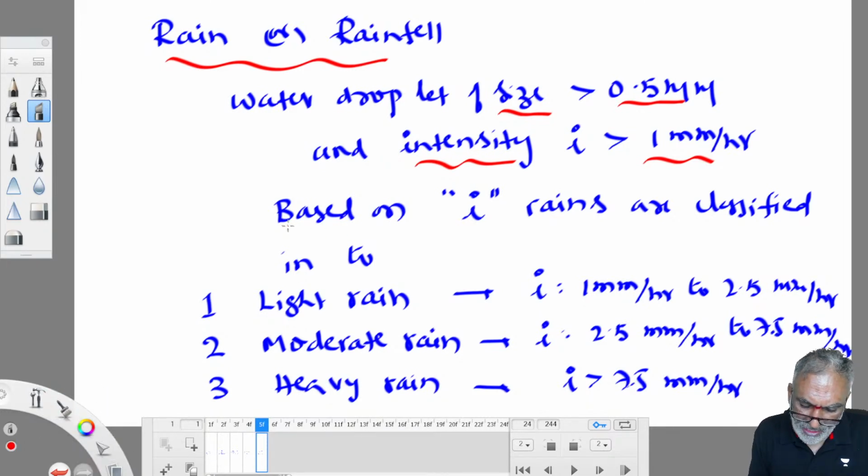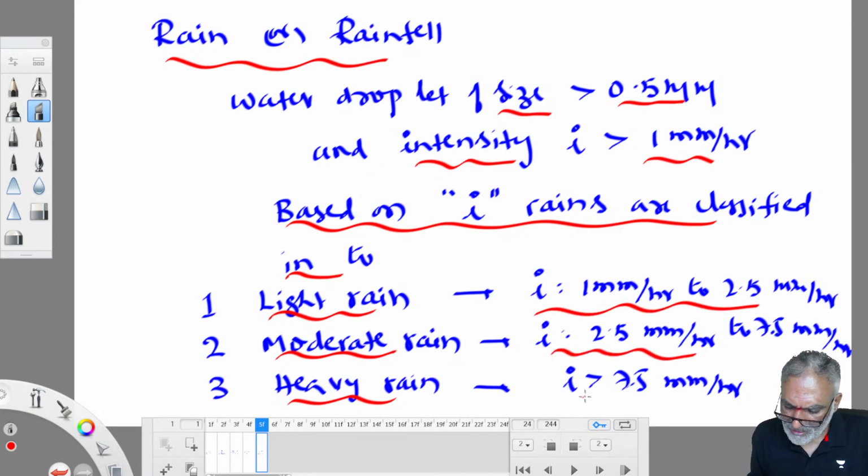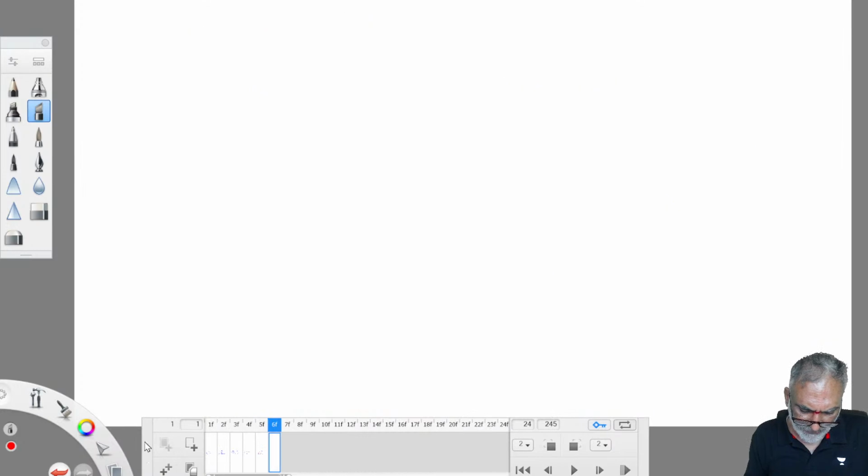This question also they are asking in competitive exams. Light rain, moderate rain, heavy rain. I value between 1 mm to 2.5, light rain, 2.5 to 7.5, moderate rain, more than 7.5, heavy rain. Okay, that's it. This much idea is more than sufficient to answer questions in competitive exams. You need not go deep inside that.